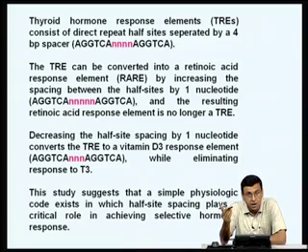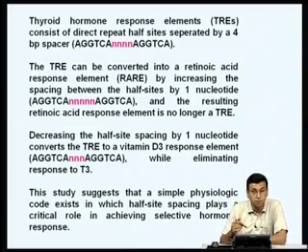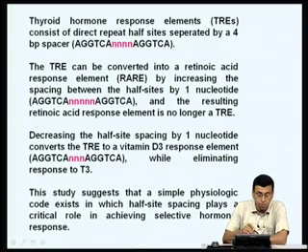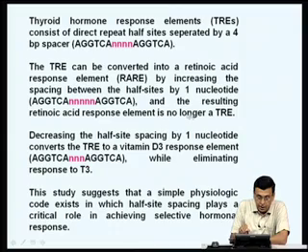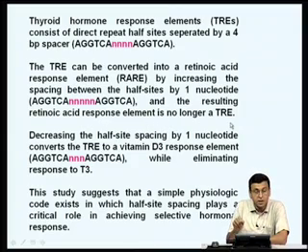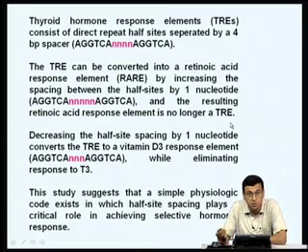So, when a DR4 becomes DR5, a thyroid hormone response element now becomes a retinoic acid response element, and by just increasing one nucleotide spacing, you can convert a thyroid hormone response element into a retinoic acid response element. So, by increasing the spacing by one nucleotide, the resulting retinoic acid response element no longer functions as a thyroid hormone response element.